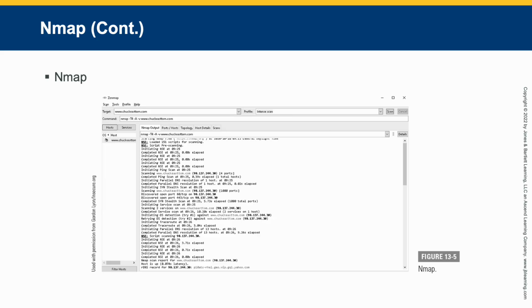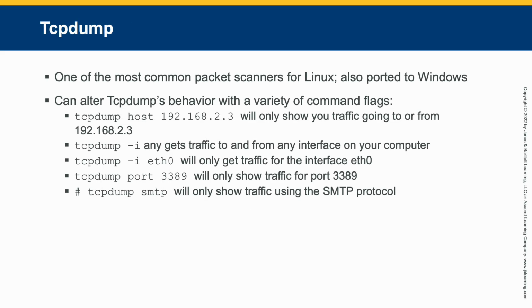So Nmap looks like this. TCP dump is one of the most common packet scanners for Linux, also ported to Windows. You can alter TCP dump's behavior with a variety of command flags.